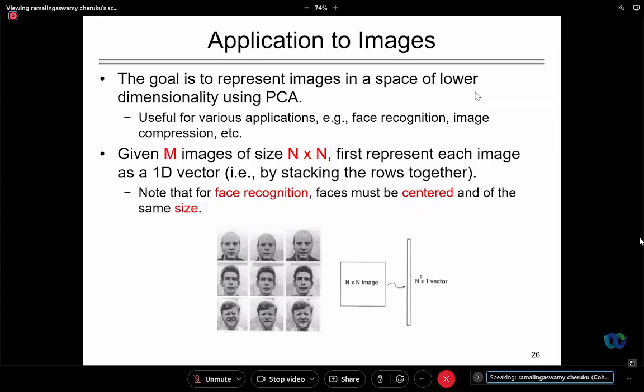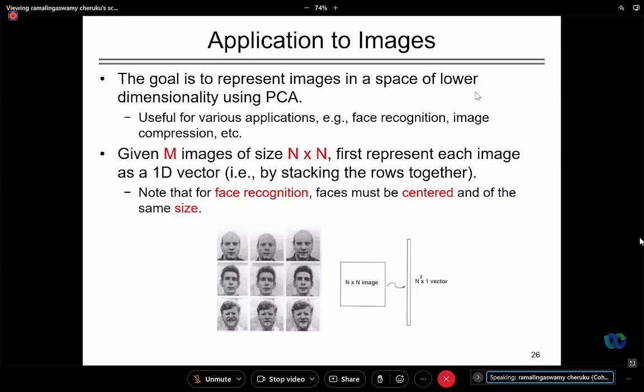But PCA has some special applications as far as image processing is concerned. We will see that. It is useful for various applications like face recognition and image compression. You can use PCA for detection of the face. Face recognition is different from face detection. Face detection means whether there is a face or not. Face recognition means whose face it is. That is a big problem.